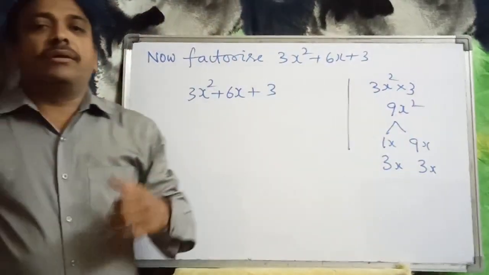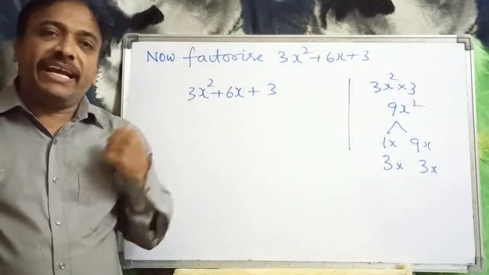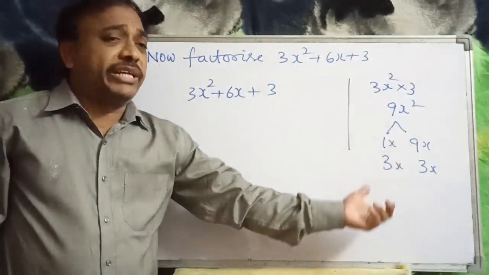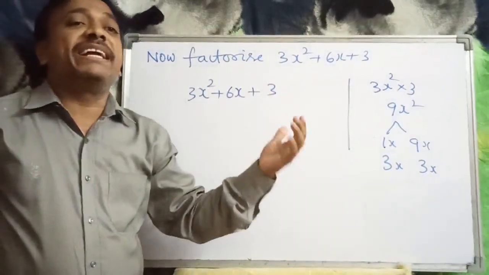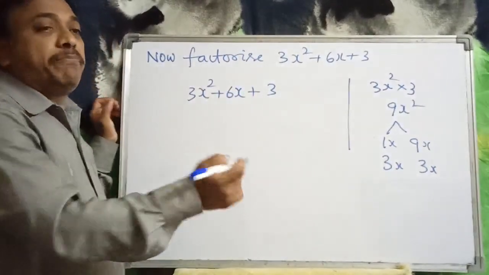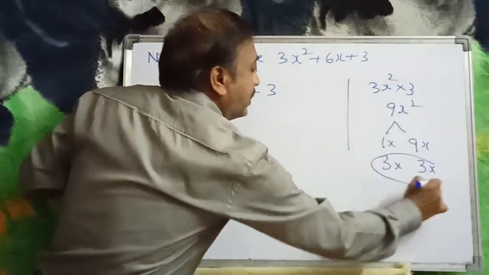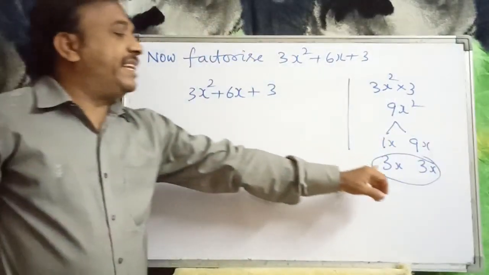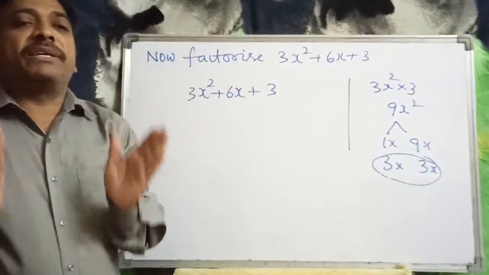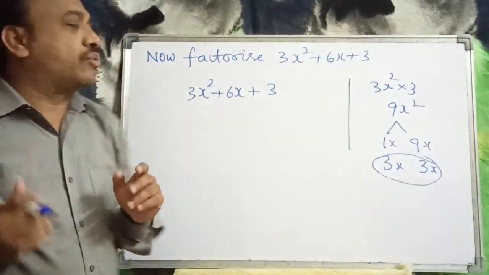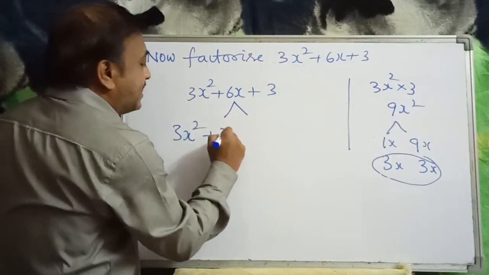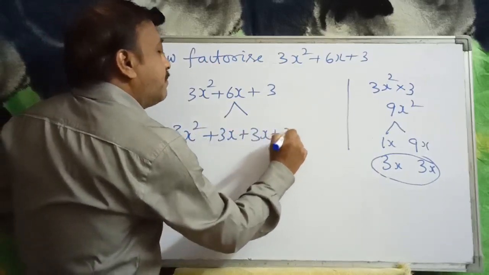Either by adding or subtracting. The pair of factors should give the middle term either by adding or subtracting. Either the sum or the difference should be equal to the middle term. So which pair is suitable? This pair is suitable, 3x and 3x, because 3 into 3 is 9, and 3x plus 3x will give you 6x. So that is 3x square plus 3x plus 3x plus 3.